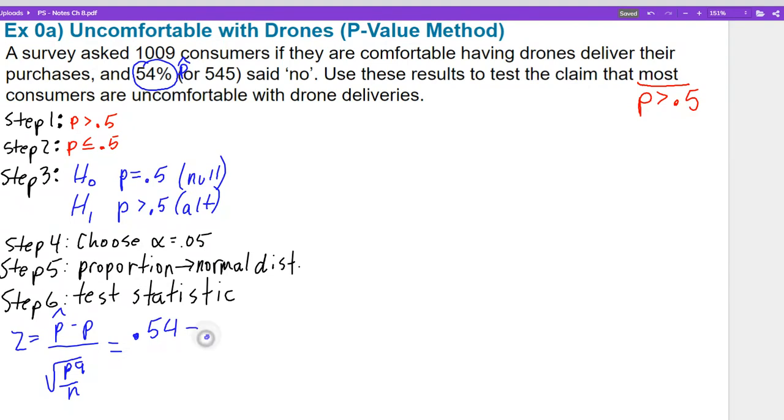Your p number is the population number, more than most consumers. We're talking about greater than 0.5, so we're definitely talking about 0.5. That's what we're testing. Over the square root of p is your probability, and so again, the probability is 0.5, and the opposite probability is 0.5. n in this case is 1009.